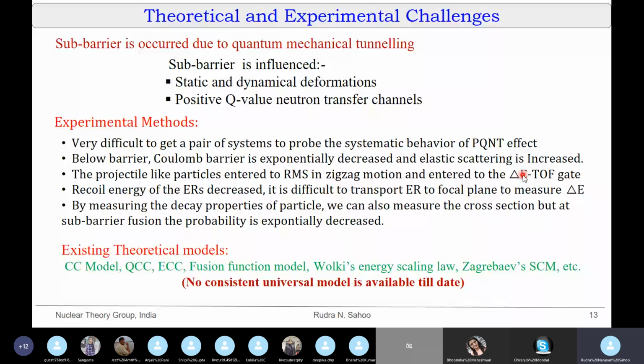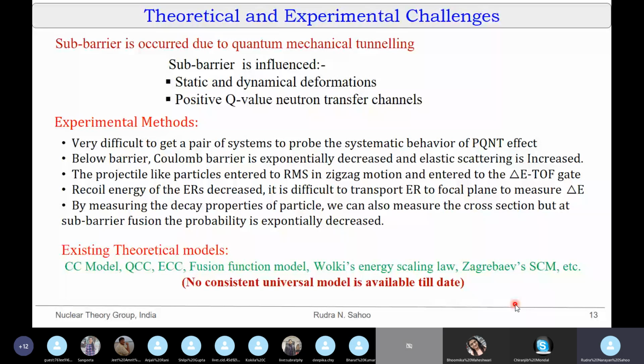Then these are the experimental problems. We have to clarify how we can go much further down below the barrier. In theoretical models, there are many models already given by many people: proportional calculation, quantum proportional calculation, empirical proportional calculation, fusion function model, Olsky energy model, and Jagrevey semi-classical model. These models were actually prepared to explain the fusion excitation function at extremely below barrier.